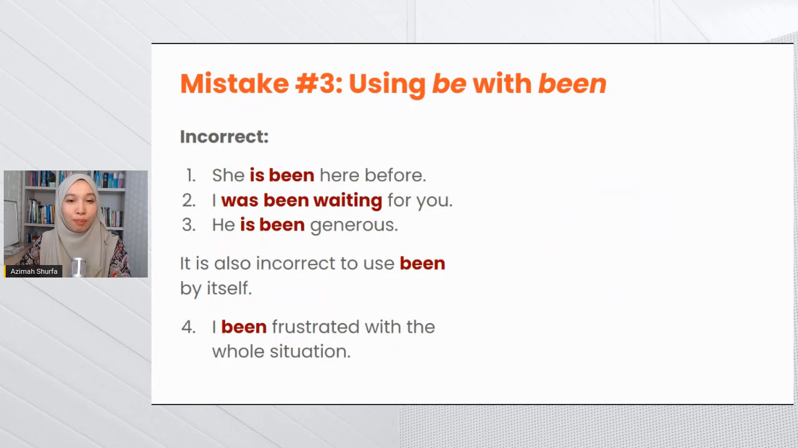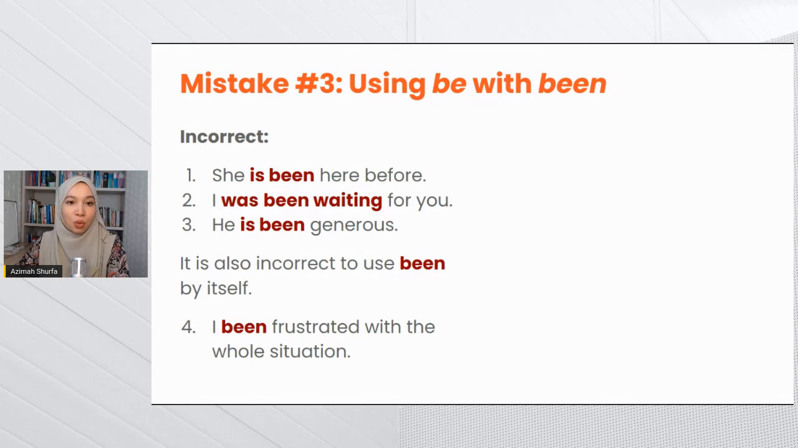Using be with been. Using a be verb with been. So this is incorrect. And I want you to think about how you fix this in writing. She is been here before. I was been waiting for you. He is being generous. So is, was, and is there, those are be verbs. So it's wrong. And it's also incorrect to use been by itself. For example, I've been frustrated with the whole situation.